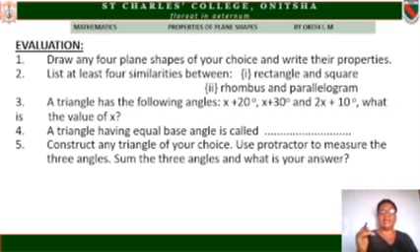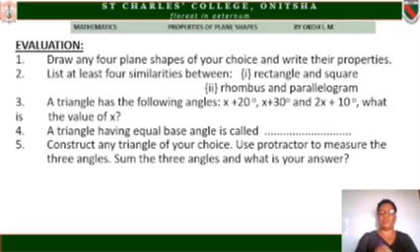Then similarities between a rhombus and a parallelogram. Give me their similarities, at least 4. If you give me 10, no problem. Just 4 at least. Number 3, a triangle has the following angles: x plus 20 degrees, x plus 30 degrees, and 2x plus 10 degrees. What is the value of x? Number 4, a triangle having equal base angles is called what? Then number 5, construct any triangle of your choice.